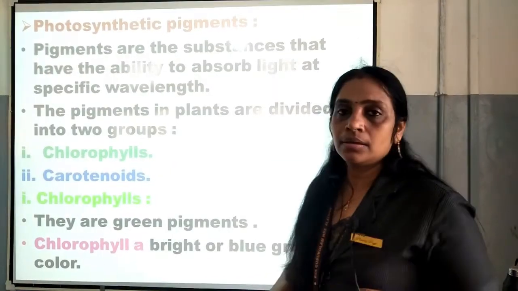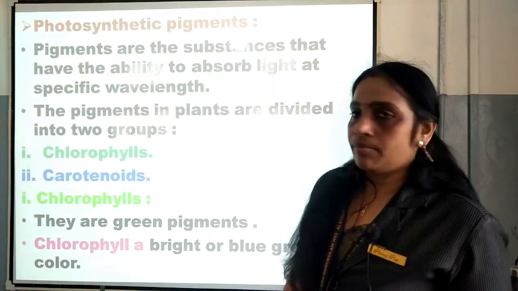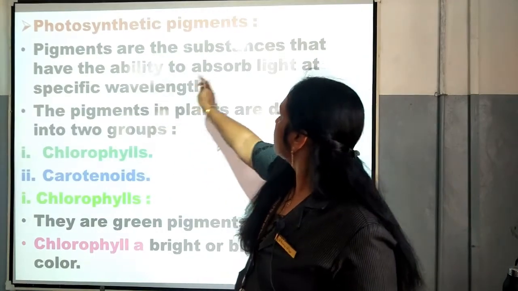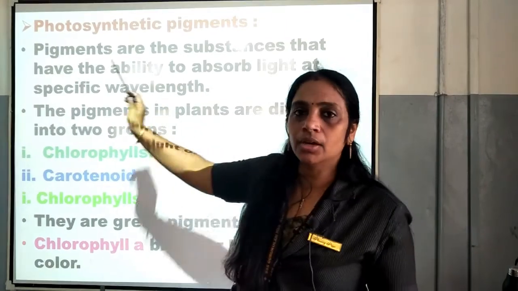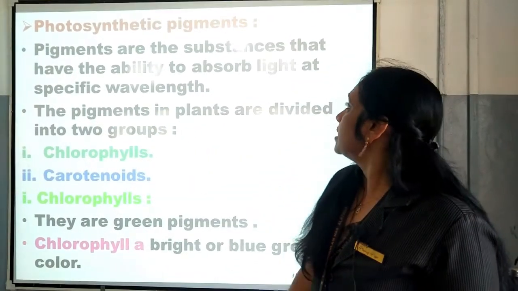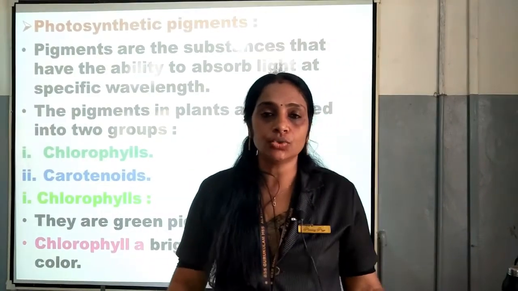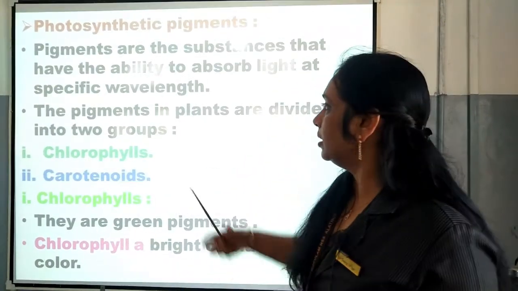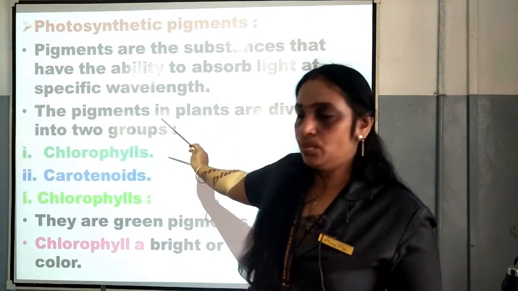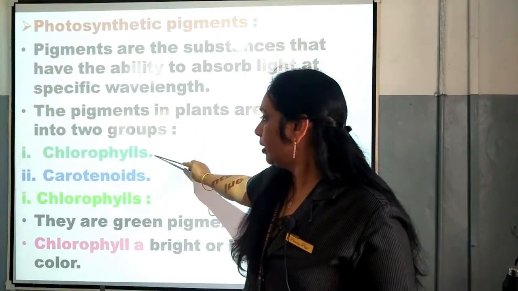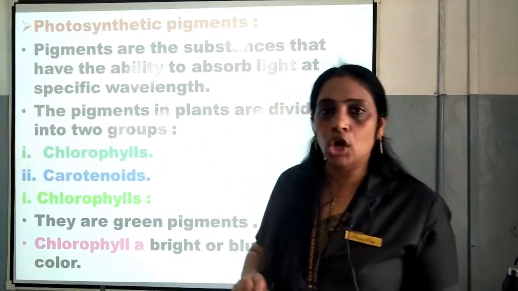Now next one related to photosynthetic pigments. Pigments are the substances that have the ability to absorb light at specific wavelengths. So what are pigments? They are substances which have the ability to absorb light at certain wavelengths. And the pigments in plants are divided into 2 groups. Number 1 chlorophyll, number 2 carotenoids.